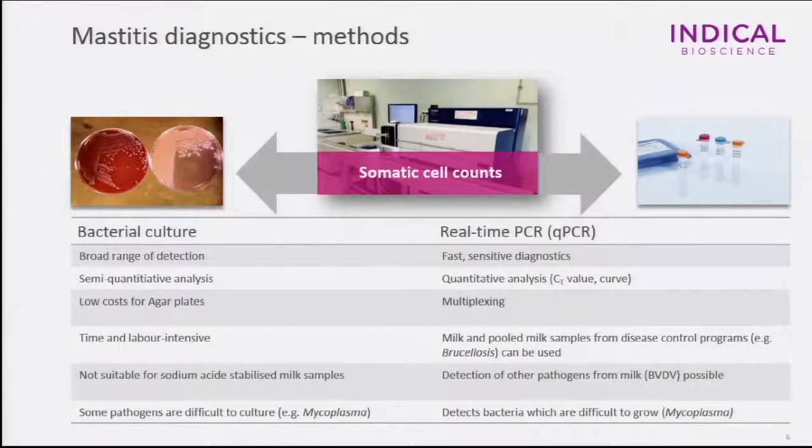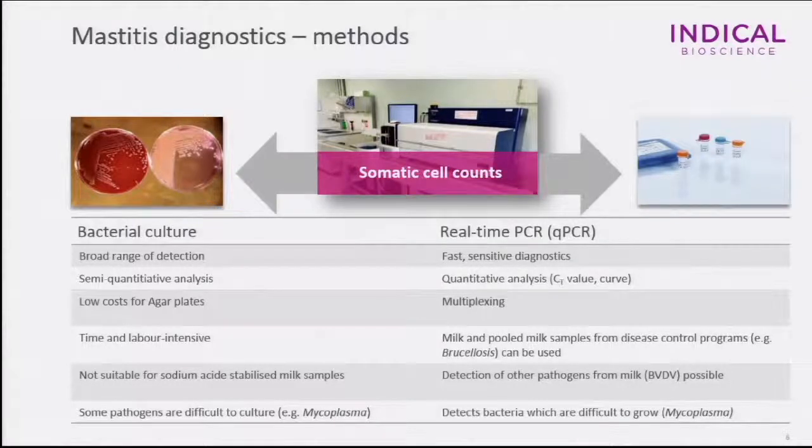And this brings me to the diagnostics. Mastitis diagnostics often starts with testing for somatic cell counts, often followed by bacterial culture, because it allows a broad range of detection. It allows a semi-quantitative analysis because of the low costs for agar plates. On the other hand, it's time and labor intensive. It requires trained staff and often veterinary microbiologists to read the plates. And it's not suitable for sodium azide stabilized milk samples. And like I said, some pathogens are difficult to culture, like, for example, mycoplasma.